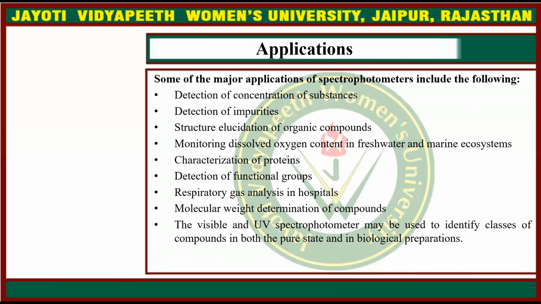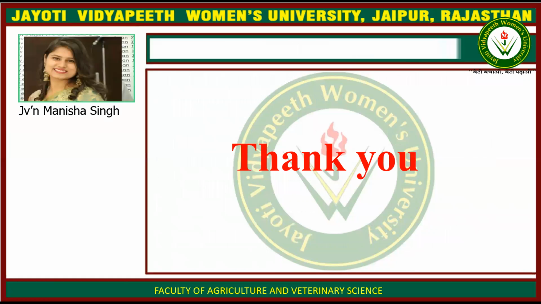Then what are the applications of the spectrophotometer? Some of the major applications of spectrophotometers include the following: detection of concentration of substances, detection of impurities, structure elucidation of organic compounds, monitoring dissolved oxygen content in freshwater and marine ecosystems, characterization of proteins, detection of functional groups, respiratory gas analysis in hospitals, molecular weight determination of compounds, and the visible and UV spectrophotometer may be used to identify classes of compounds in both the pure state and in biological preparations.